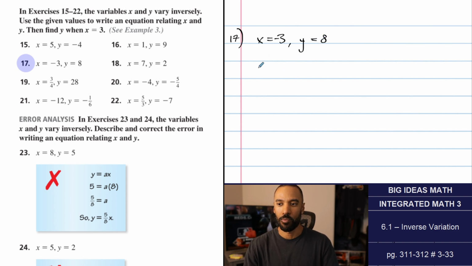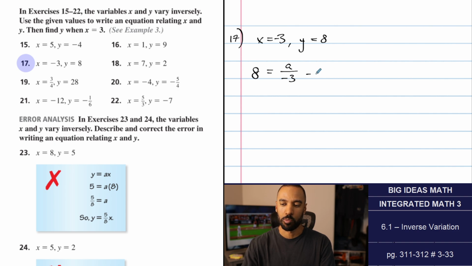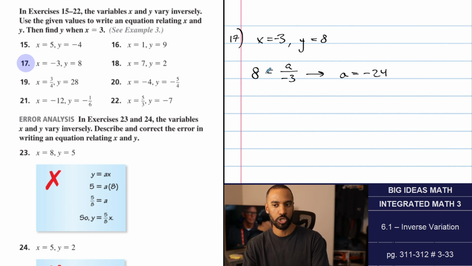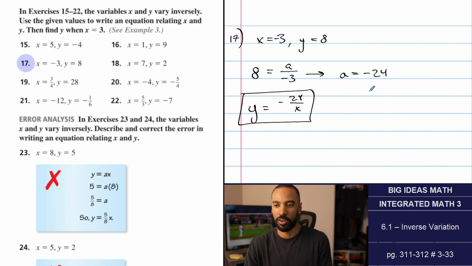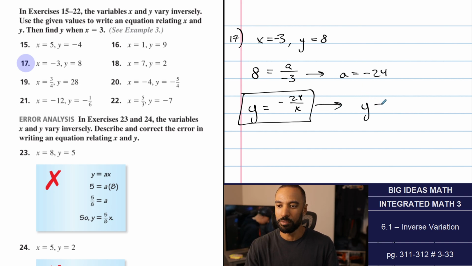X equals negative 3, y equals 8. Once again, we're setting y equal to a over x. And this is where we multiply by that negative 3. I mean, it's almost worth just stating let's multiply y with x, but I want to show you the setup for which we rewrite this equation here. Negative 24 over x is our equation, our inverse variation equation. So, what about when x is positive 3? What does y become? If x is negative 3 and y is positive 8, well, when x is positive 3, y is negative 8. Yes, sir.